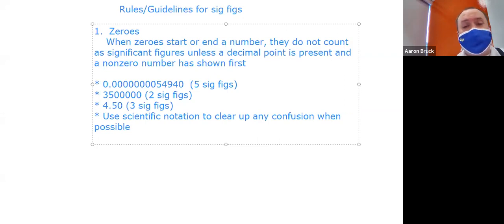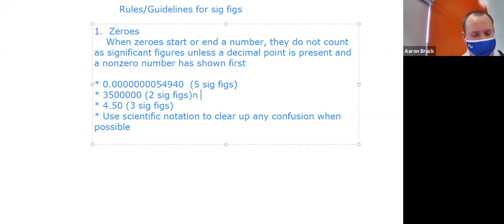One way to make sure that we take care of some of that confusion is through the use of scientific notation. Scientific notation is a great way of clearing that up because in your scientific notation, you will show exactly how many significant figures are supposed to be there. No more, no less. So if you have a number like this, 3.5 million, and you need to show it with 3 significant figures, well, you can't do it this way because this only shows 2.